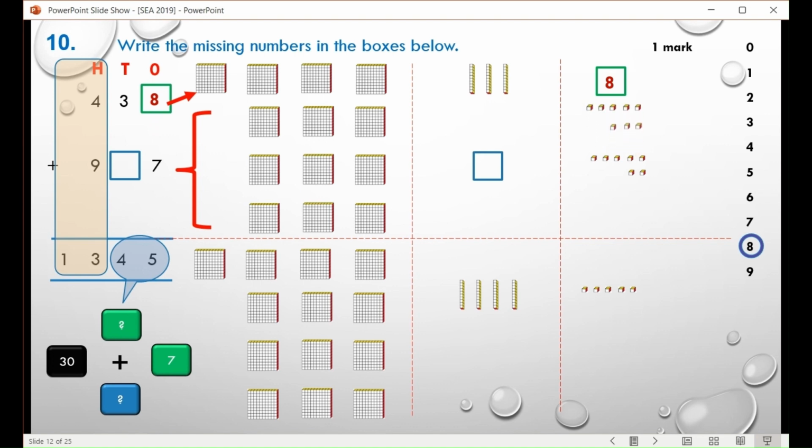And we could represent the 8 with 5 and 3. So that's 8 units and 7 units. And if we add it up, 8 and 7, we can say 5 and 5 is 10, 10 and 3, 13, and 2 more, 15. So that means those 8 units, or 8 ones, and 7 ones will give us 15. And 15 is represented as 1 ten and 5 ones.